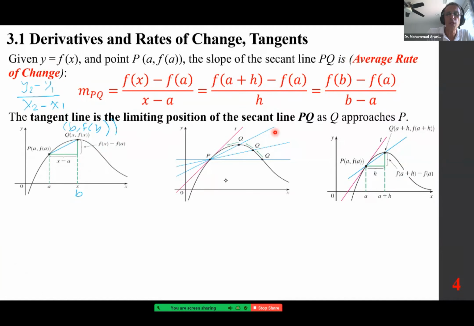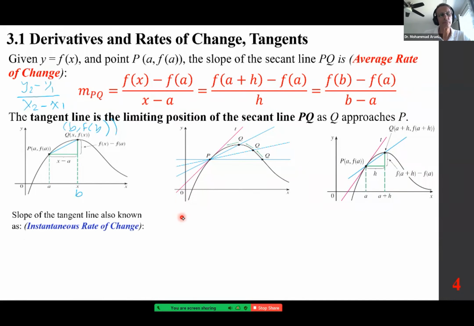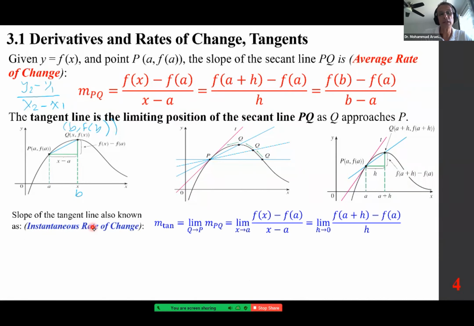Now, we are interested in finding the tangent line at point P. So the tangent line is the limiting position of the secant line PQ as Q approaches P. If we have this secant line and then move it closer, closer, and closer to P, then we get closer and closer to the tangent line, in which case the slope of a tangent line, or the instantaneous rate of change, is defined as follows. M of the tangent line is the limit of M of the line PQ, as Q approaches P.